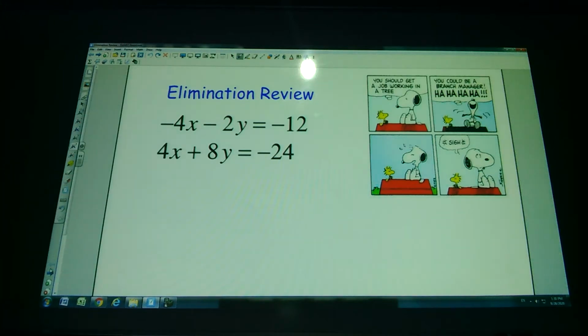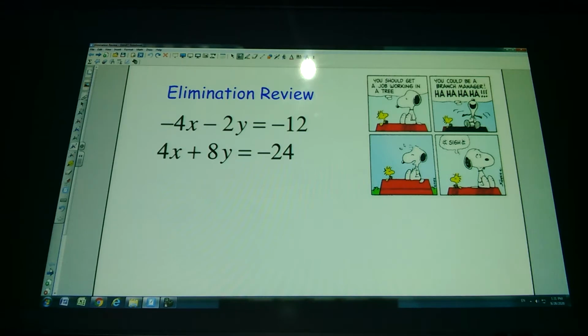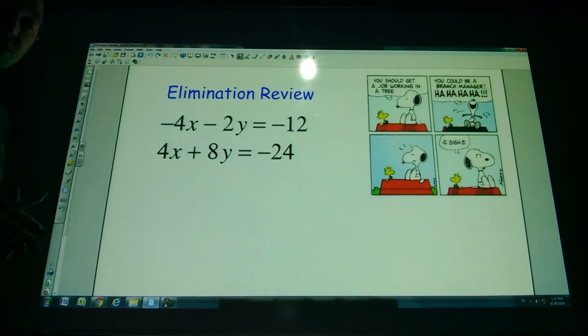Hello, this is your elimination lesson. Last week we talked about substitution. When we want to solve a system of equations that have x and y, we can use substitution. Now that we've done that for a day or two, now we're going to go on to elimination.